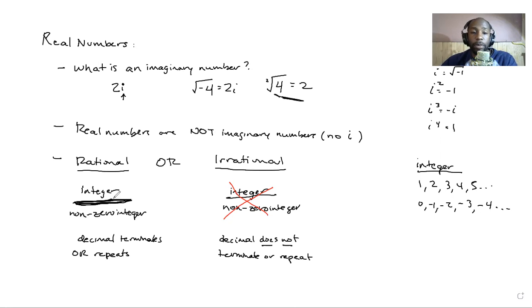So for example, 1 is an integer. It can be defined as 1 divided by 1, or 2 divided by 2, or 80 divided by 80.